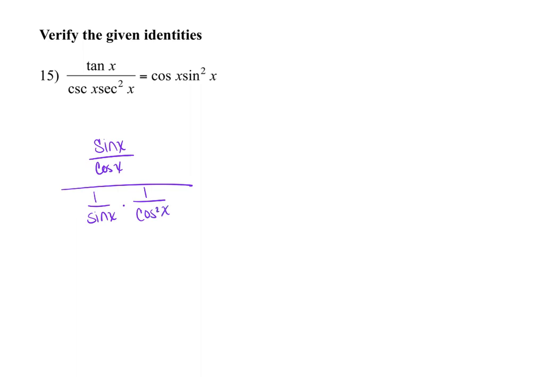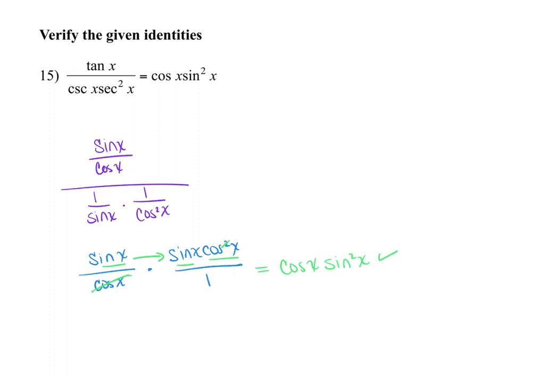And then I'm going to do a keep, change, flip. Keep the top one. Change it to multiplication. Flip that bottom one. And then just simplify as much as possible. One of my cosines cancels. Multiply across. I'm going to get a cosine of x. Sine times sine is sine squared of x, and that is exactly what I was trying to prove.